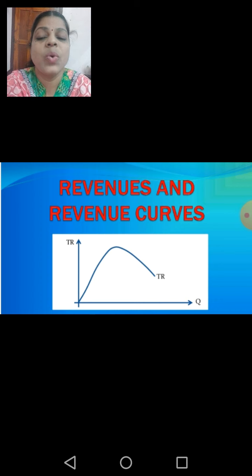Next, we'll discuss the derivation of the average revenue curve. I told you that in a perfectly competitive market, average revenue is equal to price. The price is constant, so the average revenue is also constant. So what may be the shape of the average revenue curve?